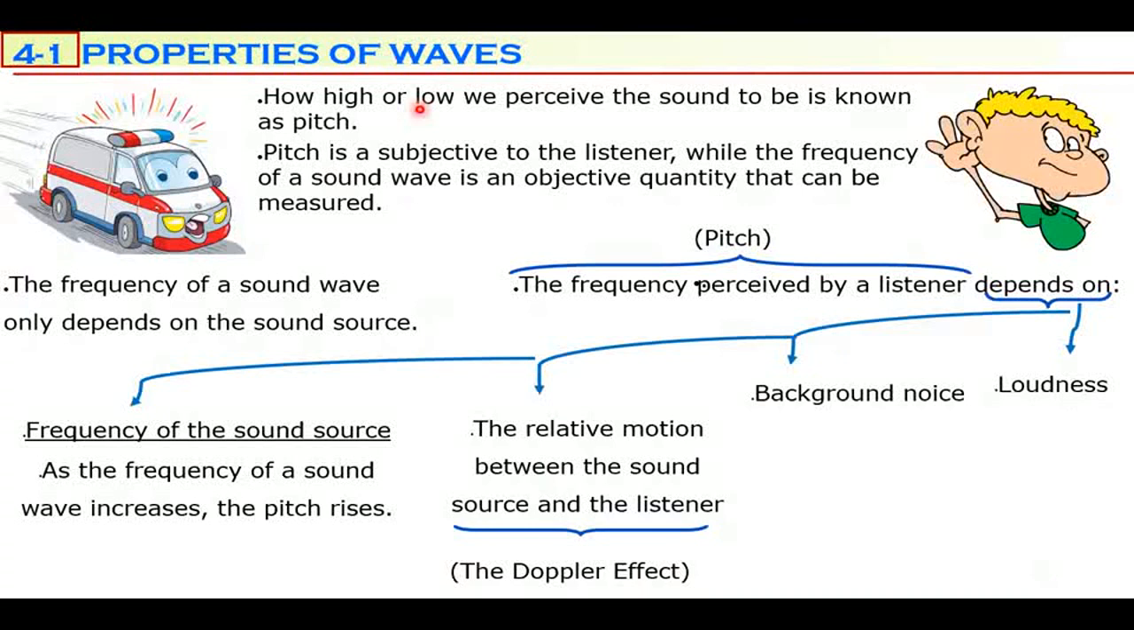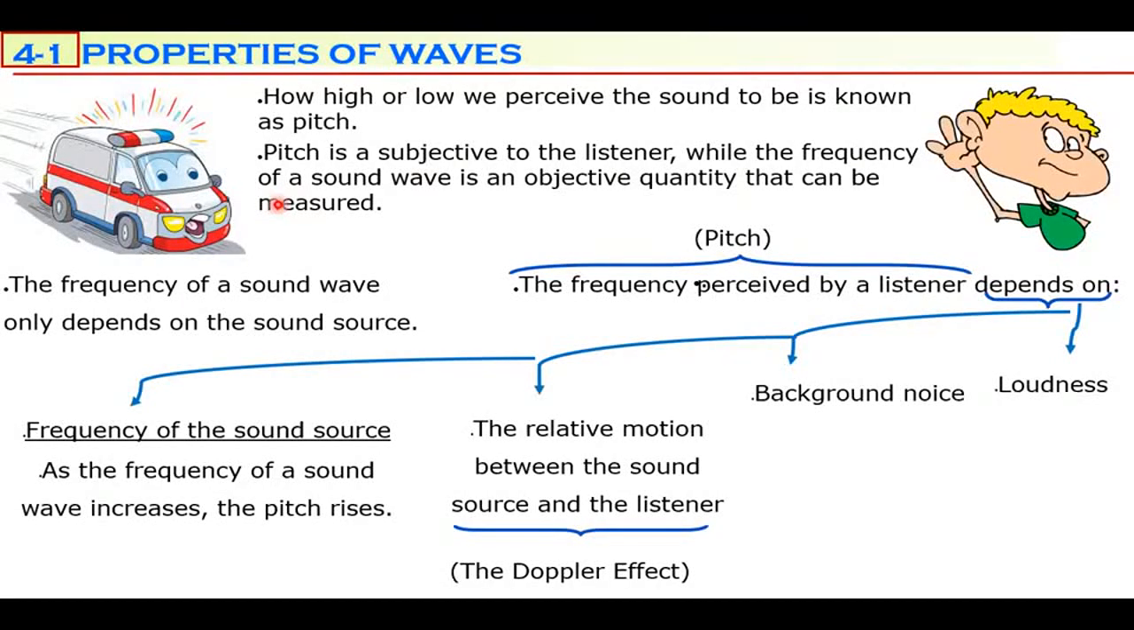How high or low we perceive the sound to be is known as pitch. By the time how high or how low we perceive a sound doesn't mean volume in physics. It's about the frequency. It is about the pitch. Pitch is subjective to the listener. The source produces a sound with a frequency, but the listener hears a sound with some pitch. So pitch is subjective to the listener, while the frequency of the sound wave is an objective quantity that can be measured. So it belongs to the source.